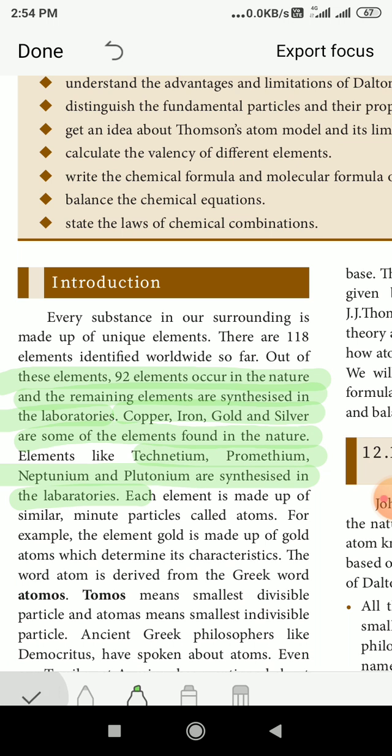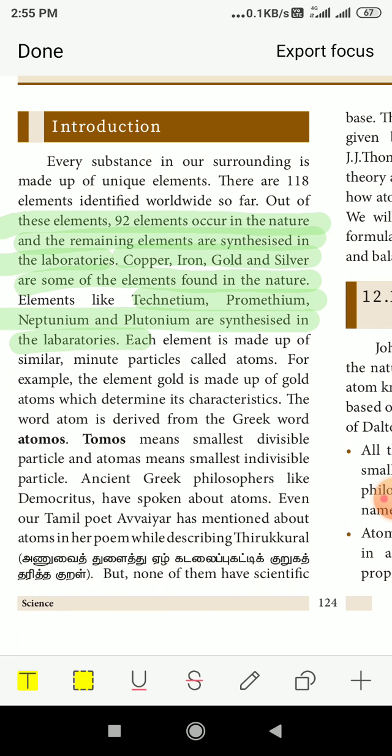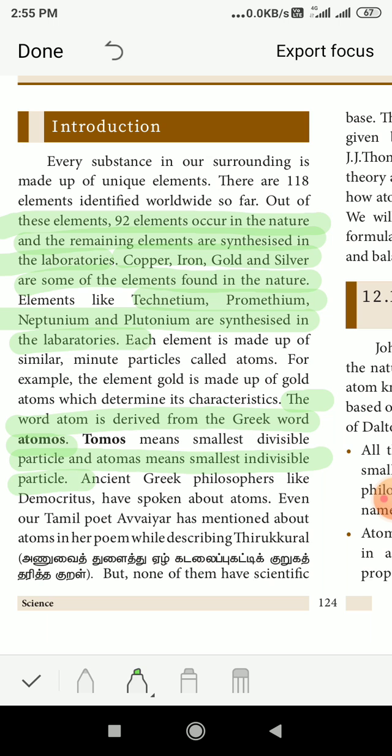Each element has its own atomic structure. Each and every element is made up of atoms. You have also studied that in middle school, in the 7th standard. The word atom is derived from the Greek word atomos. Tomos means smallest divisible particle. All the elements are made up of a simplest unit called atoms.